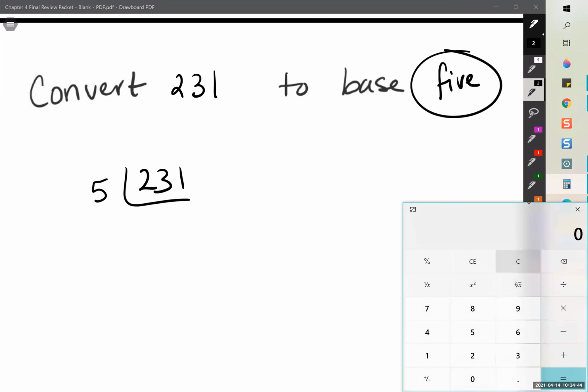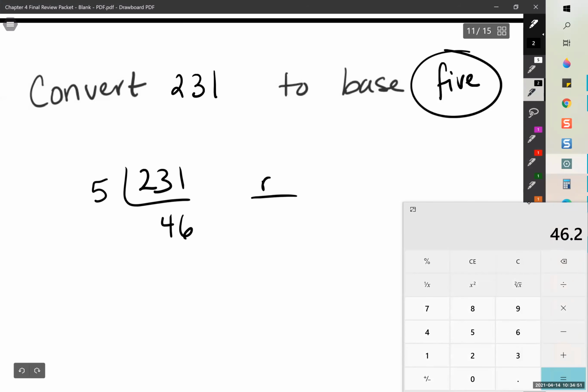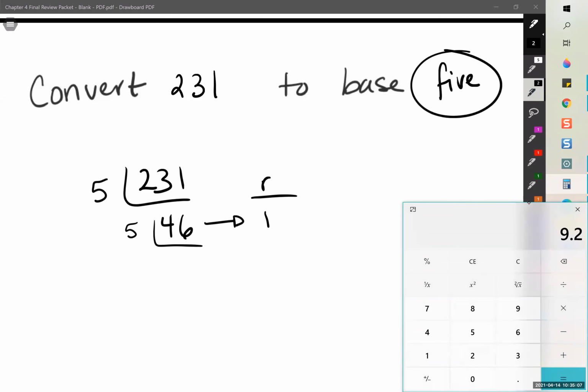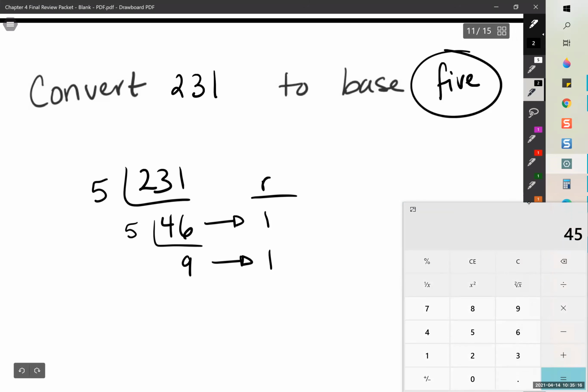231 divided by 5 goes in 46 times perfectly. We need to figure out the remainder though, because it doesn't divide exactly. So 46 times 5, that gets you to 230. We wanted to be at 231, so we've got a remainder of 1. And we continue the process. 9 times perfectly. 5 times 9 gets you to 45. We wanted to be at 46, so we've got another remainder of 1.